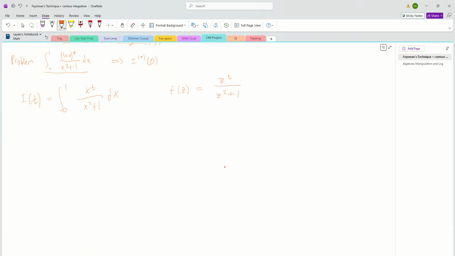Now, we need to choose which contour we're going to use. I vaguely was talking about ln x and the various branch cuts you need to make for ln x. Don't need to worry about that. We're going to go with the simplest contour for this, which is a semicircle contour.